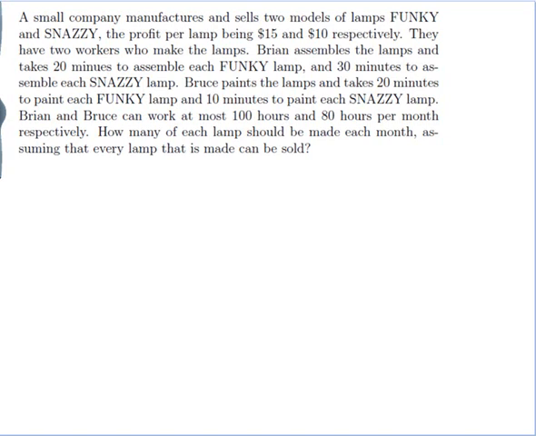A small company manufactures and sells two models of lamps, Funky and Snazzy, the profit per lamp being $15 and $10 respectively. They have two workers who make the lamps. Brian assembles the lamps and takes 20 minutes to assemble each Funky lamp and 30 minutes to assemble each Snazzy lamp. Bruce paints the lamps and takes 20 minutes to paint each Funky lamp and 10 minutes to paint each Snazzy lamp. Brian and Bruce can work at most 100 hours and 80 hours per month respectively. How many of each lamp should be made each month, assuming that every lamp that is made can be sold?